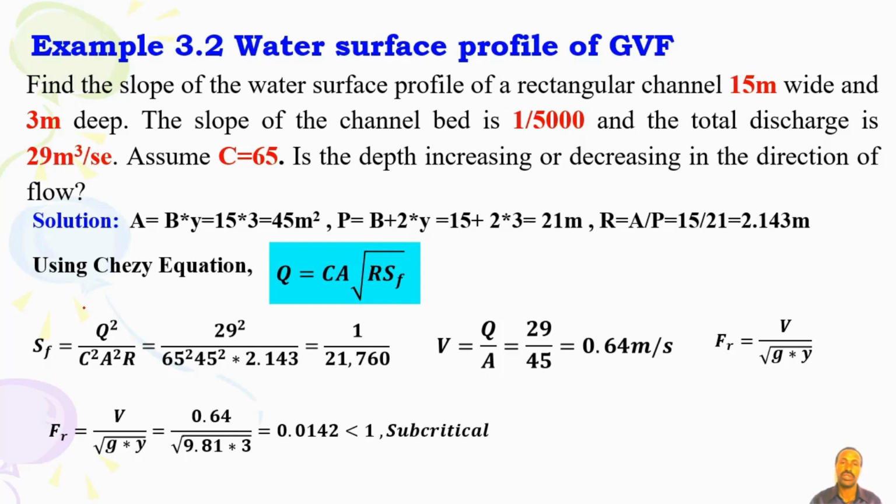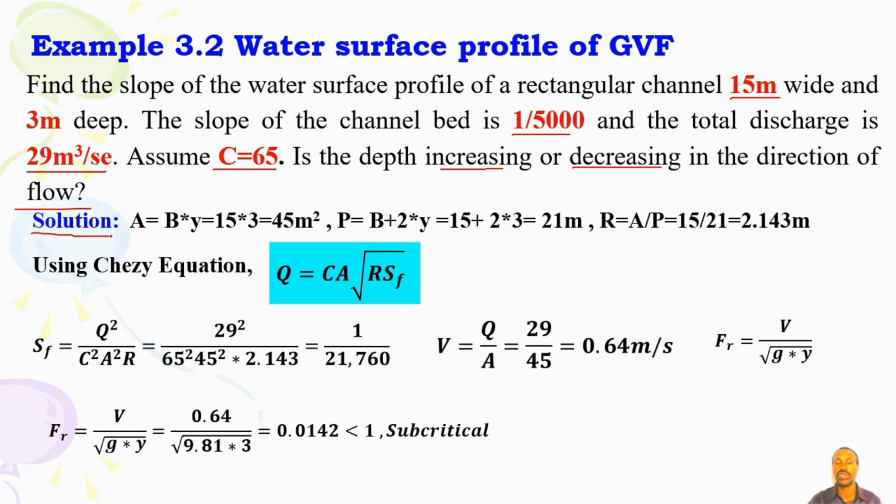And the other problem is water surface profile of GVF. Let us see. Find the slope of the water surface profile of a GVF in a rectangular channel, 15 meters wide and 3 meters deep. The bed slope of the channel is 1 to 5,000, and the total flow rate or discharge is 29 meter cube per second. Assume Chezy roughness 65. Is the depth increasing or decreasing in the direction of the flow? So you are asked the slope of the water surface and also the flow nature, or how the depth is changing with respect to the longitudinal direction.